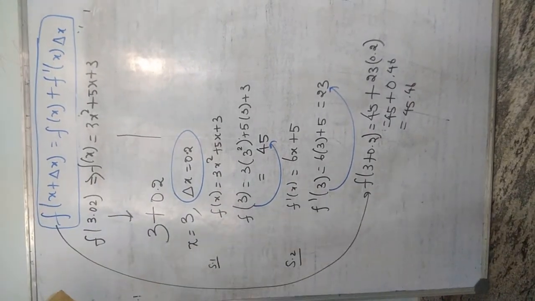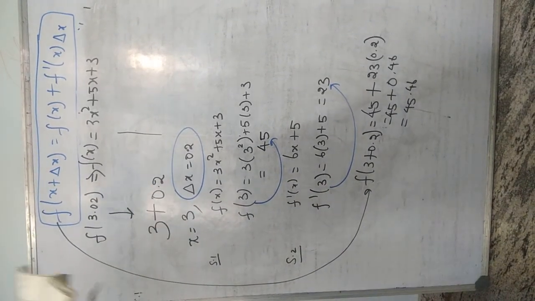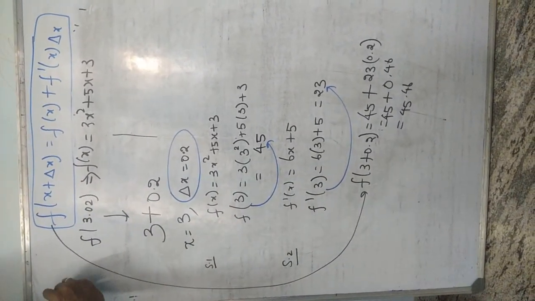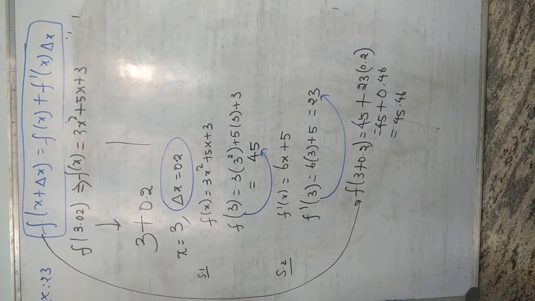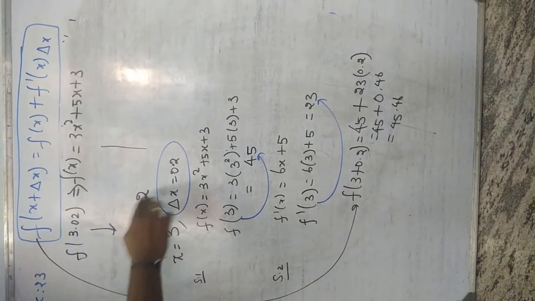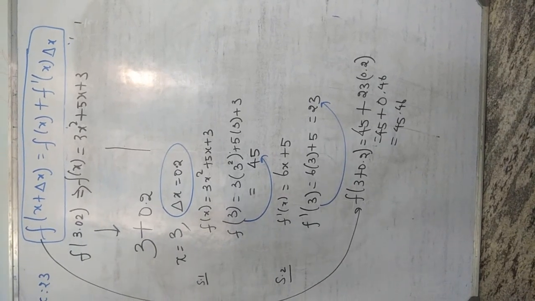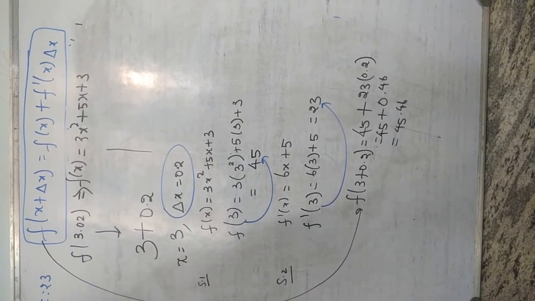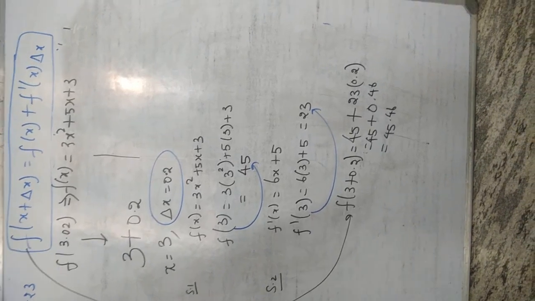I'll teach one more time. They asked example number 22. Example number 23: find the approximate value for f of 3.02. So 3.02 is 3 plus 0.02. In the textbook exercise they have given: find the approximate value for f of 2.01, 5.001, 3.02. They give you three or four sums.